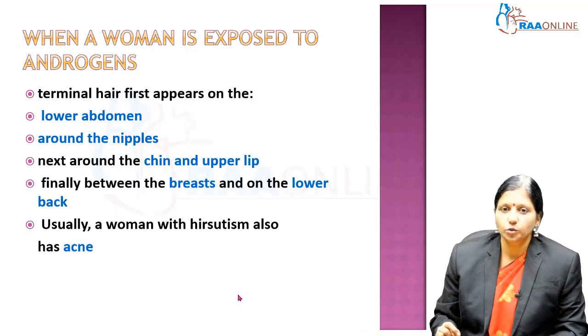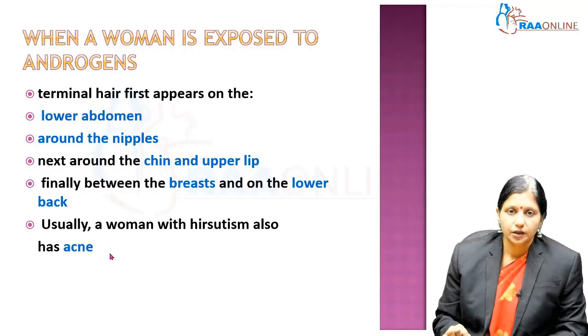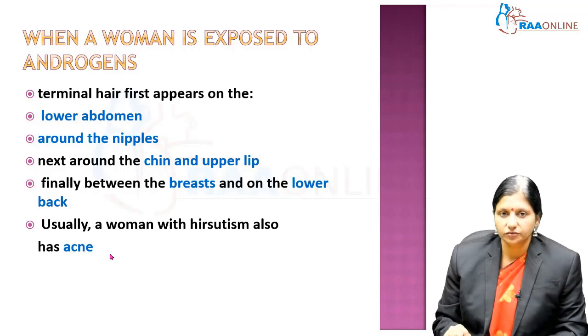Now when a woman is exposed to androgens, first terminal hair will appear on the lower abdomen and around the nipples, and next it will arise around the chin and the upper lip. Finally there will be hair between the breasts and on the lower back, and usually a woman who has hirsutism also has acne. So this is the pathophysiology of the clinical presentation.